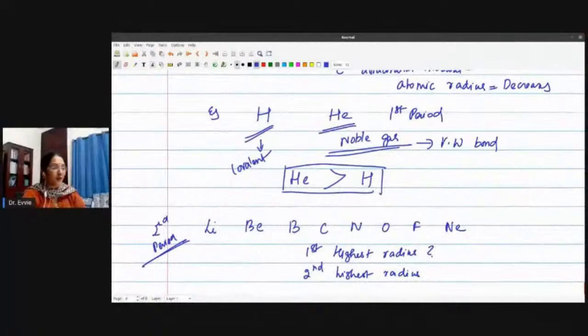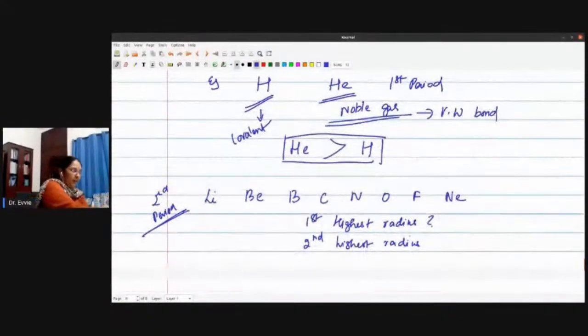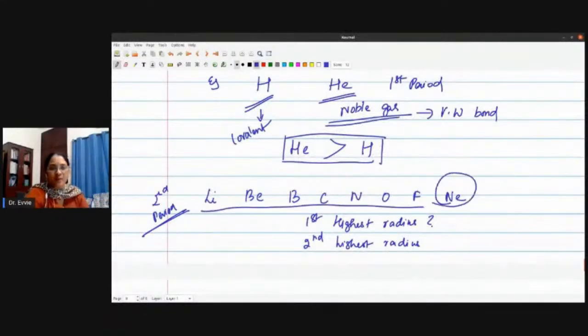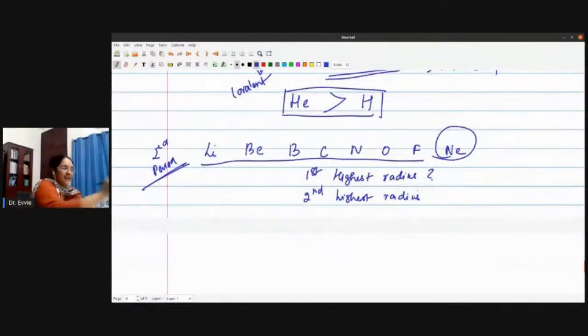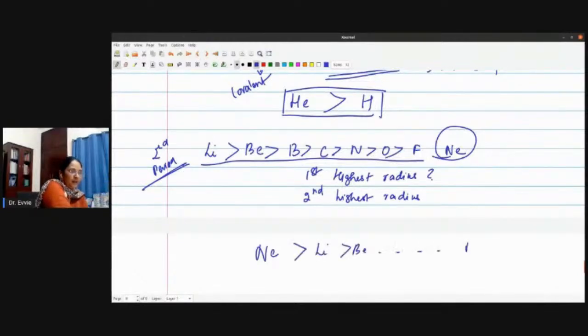I'm so happy. Okay, so which is a noble gas here? I've already told you. Along the period the size will decrease, but this one happens to have van der Waals radius because it is a noble gas, right? The last group, group 18, all are noble gases. So the first place, the highest radius, will be neon, followed by lithium, then beryllium, then boron, carbon, nitrogen, fluorine. Only the neon you have to push to the first. So neon will be first, followed by lithium, then beryllium, until fluorine you can write.